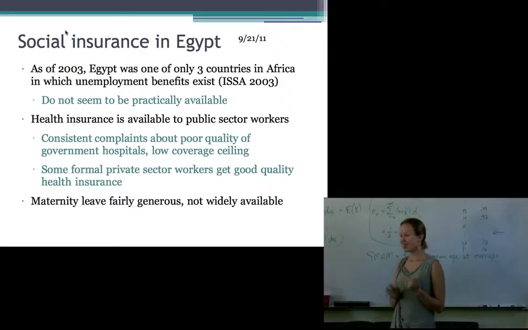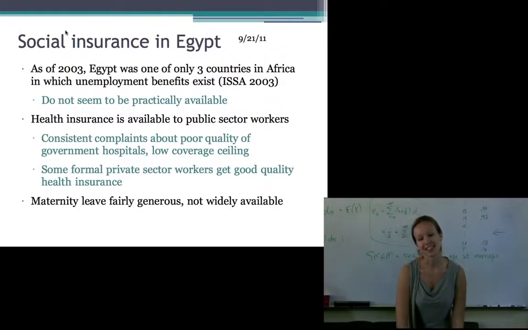Pretty much everyone we talked to, except a couple of young men who were sort of in and out of unemployment, thought that Egyptians would cheat. They're like, everybody will cheat. They'll find ways to stay on the program without actually being unemployed. And there was really very little support for the idea, interestingly enough.